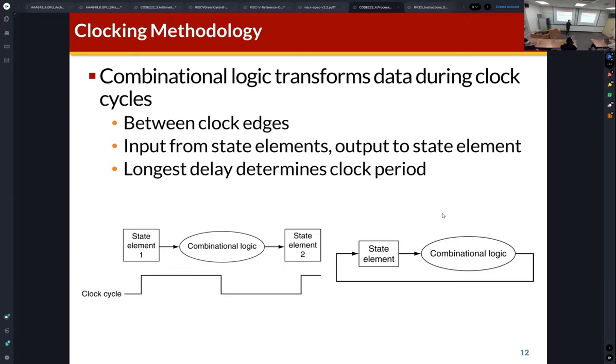My teacher said that this is a problem, because this system generates the incorrect value. But we should avoid this case, which means that the clock period of this clock signal should be longer than the delay of the combinational logic. So what does that mean?